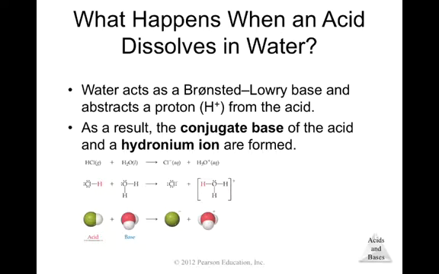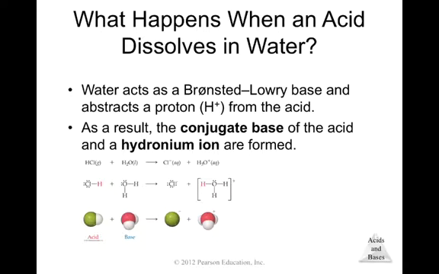So what happens when an acid dissolves in water? Water can act as a Bronsted-Lowry base and take a proton from the acid. As a result, the conjugate base of the acid and a hydronium ion are formed. If we're looking at something very common, like HCl plus H2O, you're going to yield Cl minus, which is the conjugate base, and H3O plus, which is called hydronium. In most cases, we can use H3O plus or H plus interchangeably.